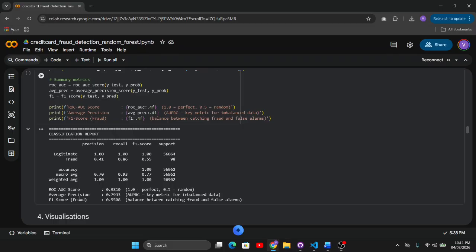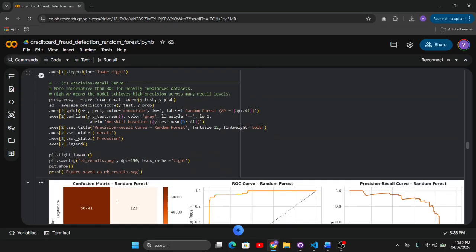The ROC AUC was 0.9810, near perfect ranking ability, and average precision was 0.7933, far above the 0.0017 no-skill baseline. This is the key metric for imbalanced data, and the F1 score was just 0.5508. The precision is low at 0.41 because of false alarms, but recall at 86% is what matters in fraud. Missing a fraud is far more costly than a false alarm.